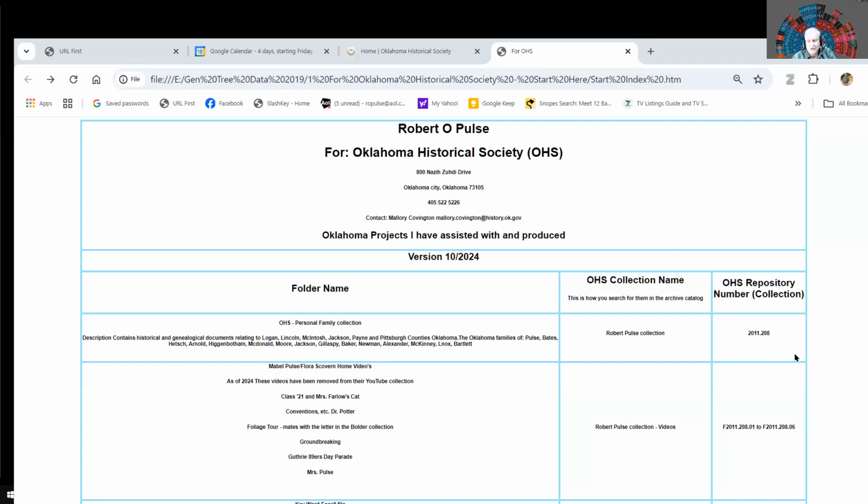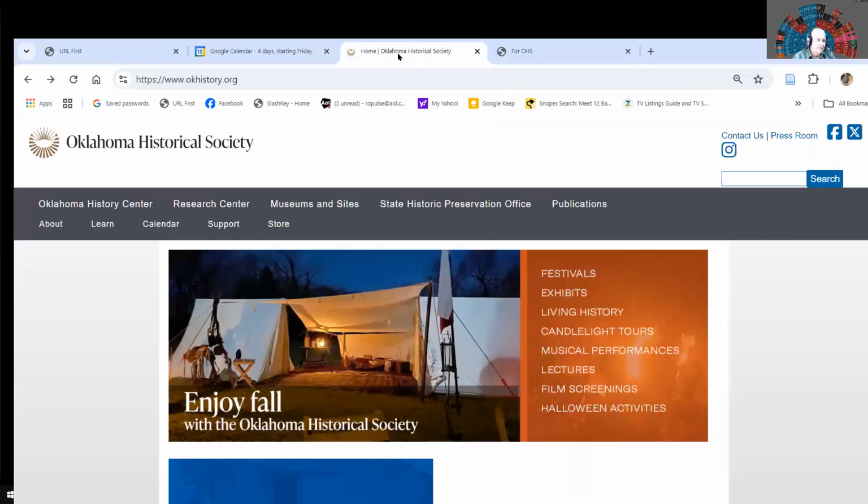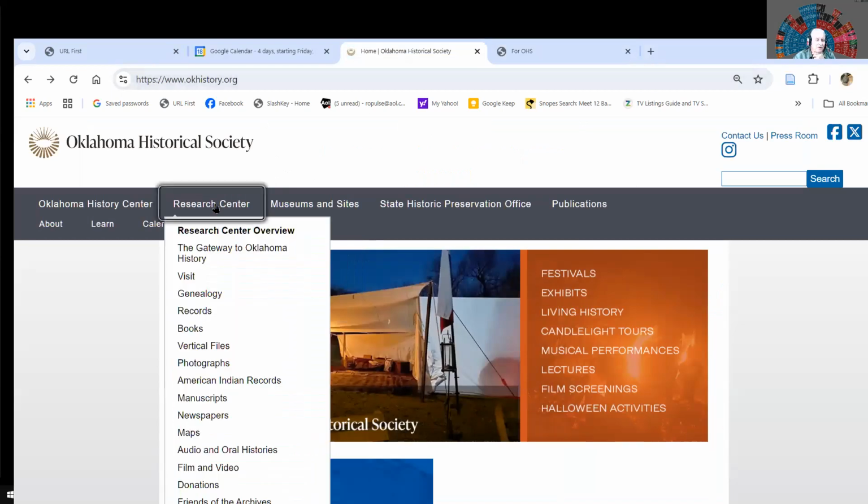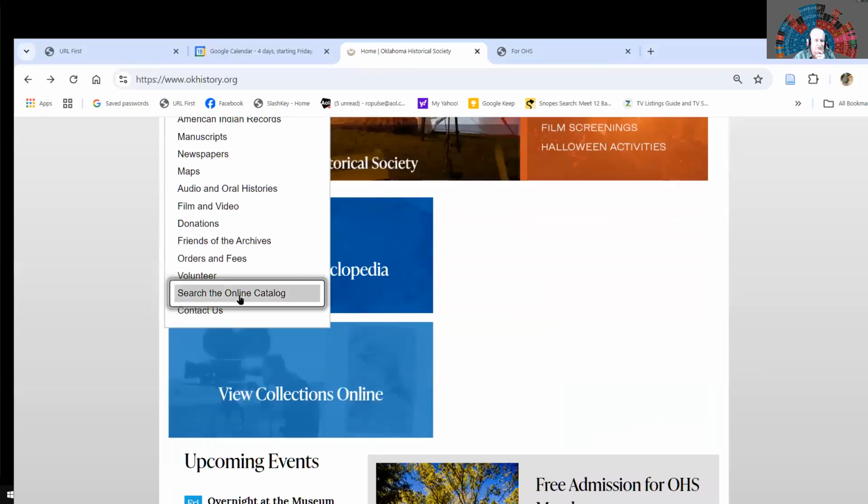So let's take a collection number, which is my collection, 2011.298. Copy that. Come over here. Here's the Oklahoma Historical Society. You have to come down to the Research Center, then scroll down to Search Online Catalog.